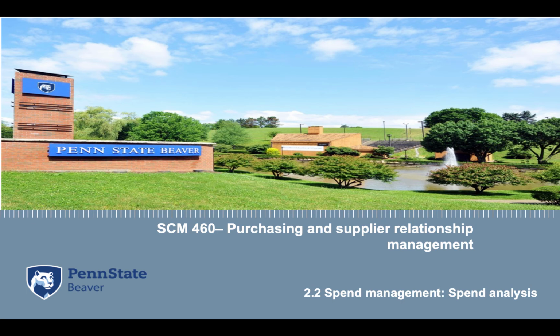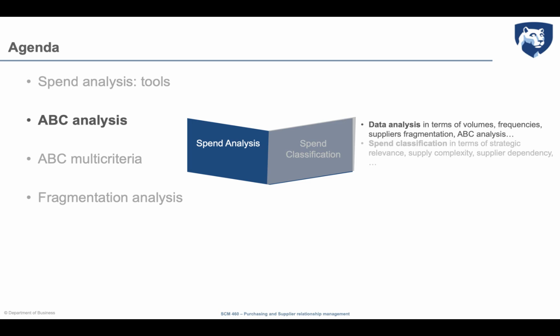So once we have defined the scope of our analysis in terms of the categories that fall within the scope of what we have to analyze and improve, and we are sure that we can rely on data of sufficient quality, the first step is applying some tools to analyze our spending and understand how we are spending our money, who is managing the spending, and with whom, so with which supplier we are spending this type of money.